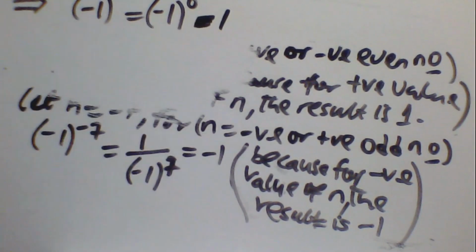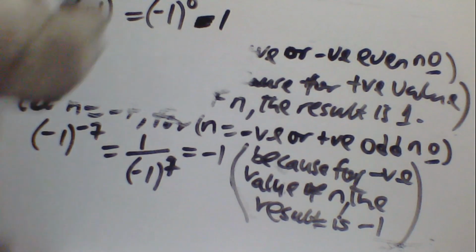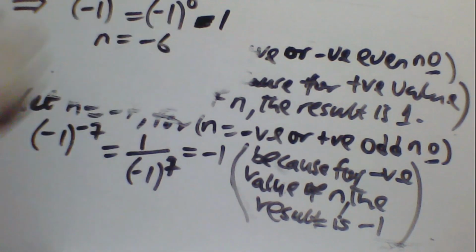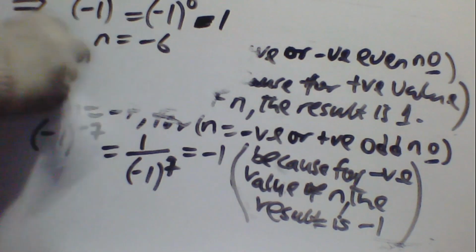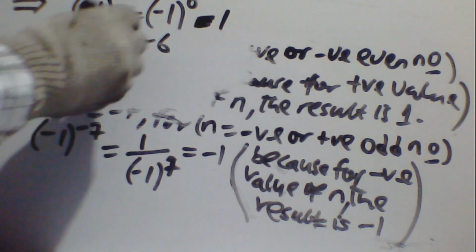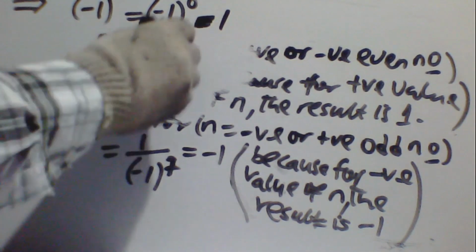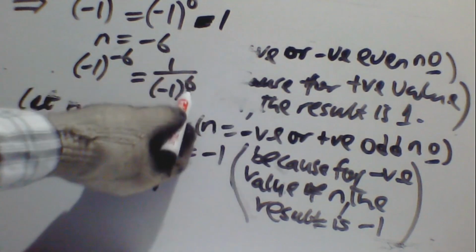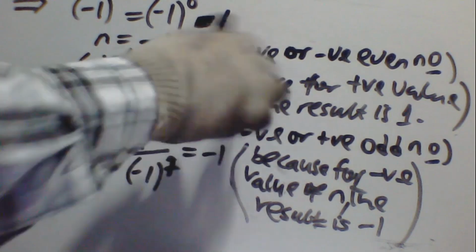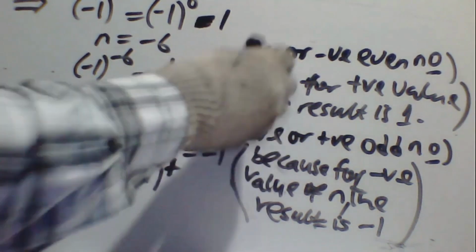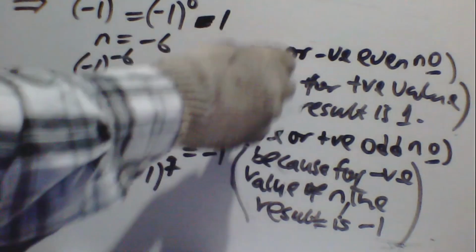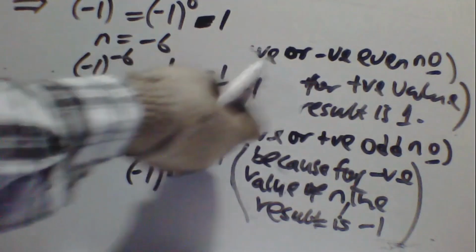So let's try another example. We can say let n equals to minus 6. So minus 1 to the power of minus 6 is equal to 1 over minus 1 raised to power 6 by indices. This is an even number, so we get 1 over 1, and then that will give us 1. That is what the statement is all about. For positive or negative even number, the result will give us 1.